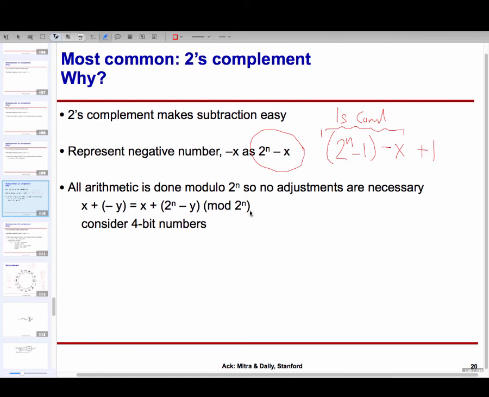So the nice thing that works out now is that, let's say I want to do x minus y. That is the same as saying x plus minus y, which is the same as saying x plus 2 to the power n minus y modulo 2^n, because I'm just adding 2^n and I'm doing modulo 2^n. Remember, our n-bit adder is doing a modulo 2^n addition, right? Whenever our original n-bit adder that we have designed previously, if you ignore the final carry out, then it's always doing a modulo 2^n addition.